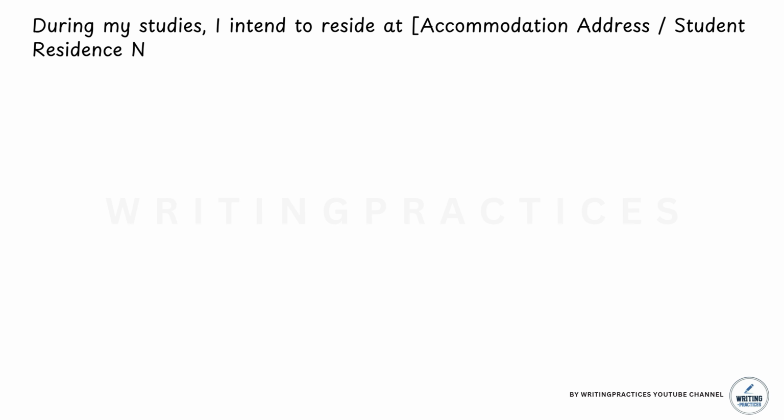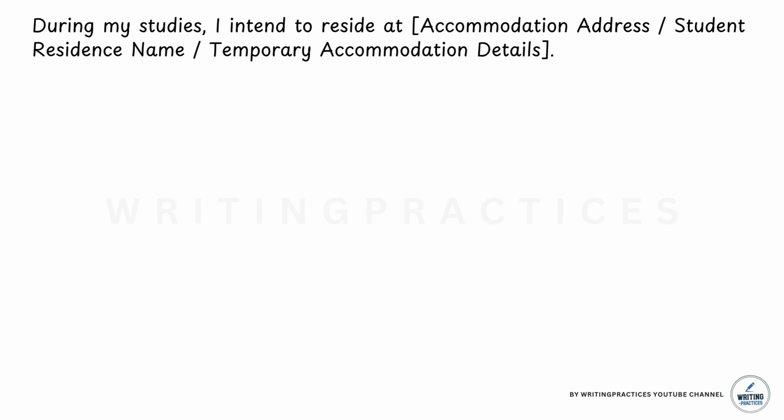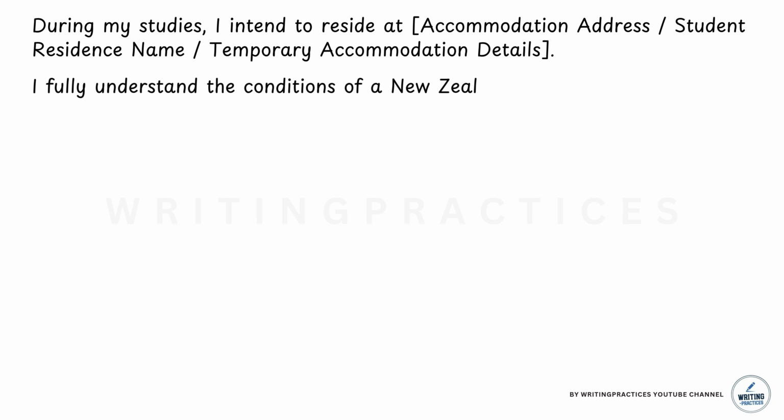Accommodation details. Next, explain where you will live. Example, during my studies, I intend to reside at Waiparuru Hall Student Residence, 55 Simons Street, Auckland. This section confirms your accommodation arrangements. It shows the visa officer that your living arrangements have been planned.